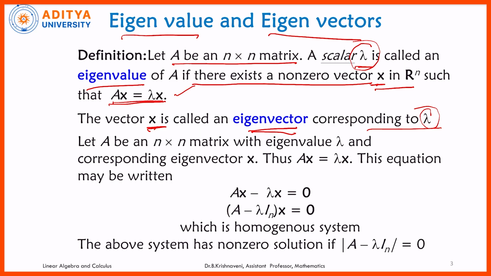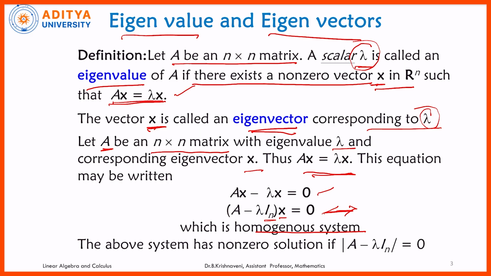Now, let us take an n by n matrix A with eigenvalue lambda and its corresponding eigenvector x. Since lambda is an eigenvalue for the given matrix A, it satisfies the condition Ax is equal to lambda x. Further, it can be written as A minus lambda In times x equal to 0. Here, In represents the identity matrix of order n, since we are taking a matrix of order n. Clearly, this equation represents a homogeneous system.